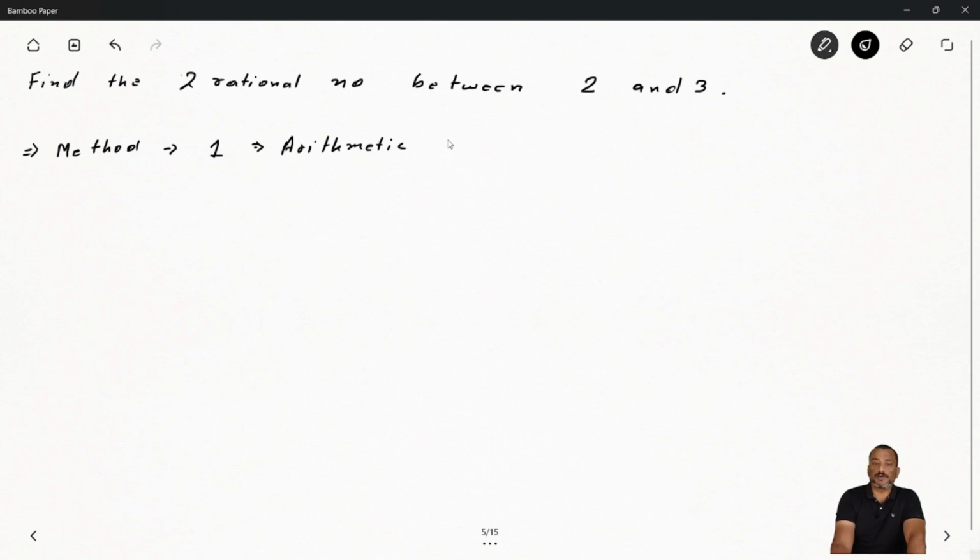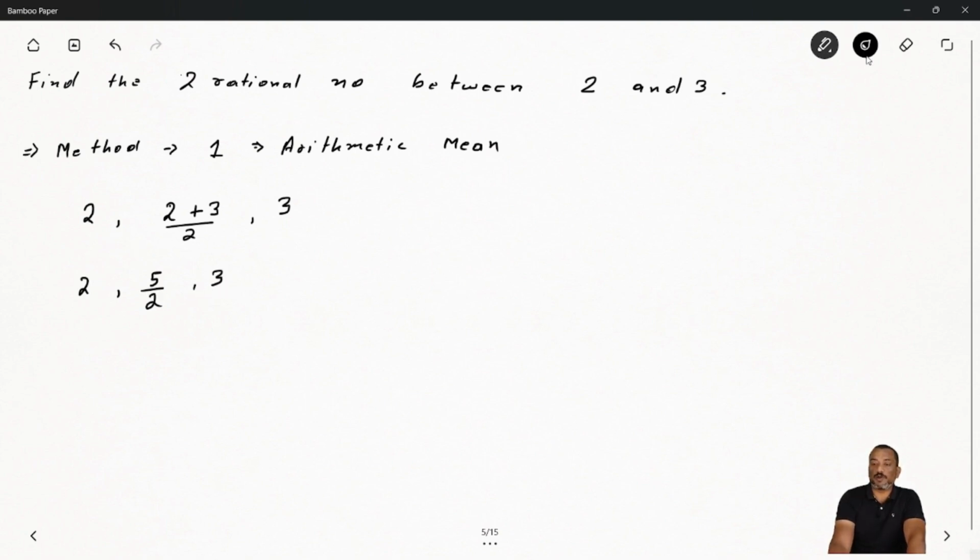Arithmetic mean method. You can see arithmetic mean is like an average. Suppose you have given 2 and 3. So if we have to find the rational number between 2 and 3, what will we take? We will take their mean. So 2 plus 3 divided by 2, and that is between the 2 and 3. So you will get your first rational number. What is that? You will get 5 over 2, and that will exist between 2 and 3.